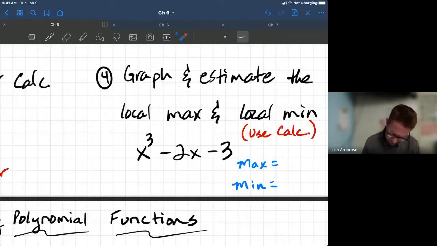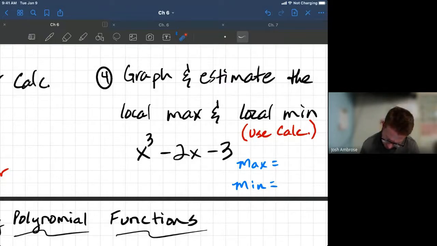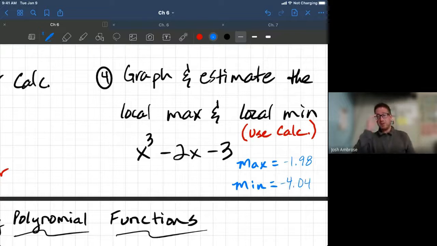1.98 for the y value, because that's what we're going for, the maximum and the minimum. You know, that's the peak and the valley. So a negative 1.98 for the maximum, and then let's use that trace feature and move. And for the minimum, I get about a negative 4.04. Okay, so if you can go about 2 decimal places, that's good enough. All right, so that's going to cover your maximum when you trace, your minimum when you trace.